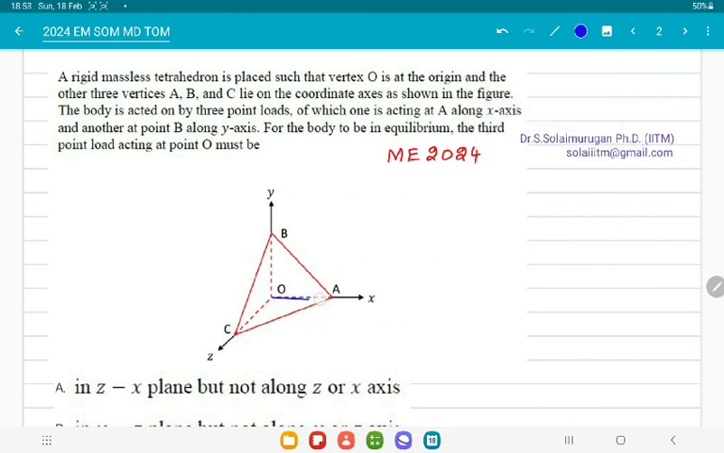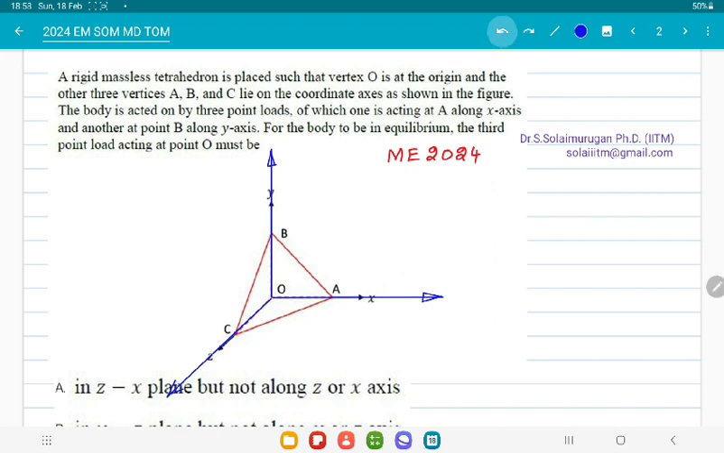See, one force is applied here, another force is applied here. Right. Then where we have to apply the third force? So the condition is we have to satisfy the equilibrium. Right. So if you apply the third force in the z-axis direction, you can satisfy the concurrent system. It means moment equilibrium equation will be satisfied, but force equilibrium cannot be satisfied.